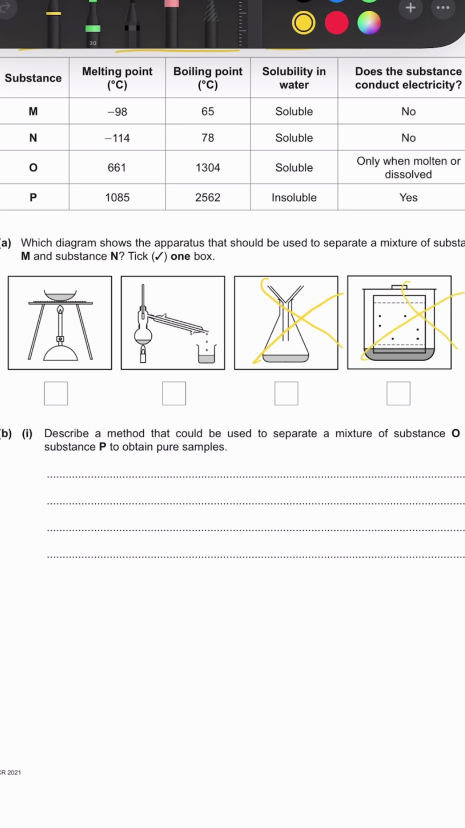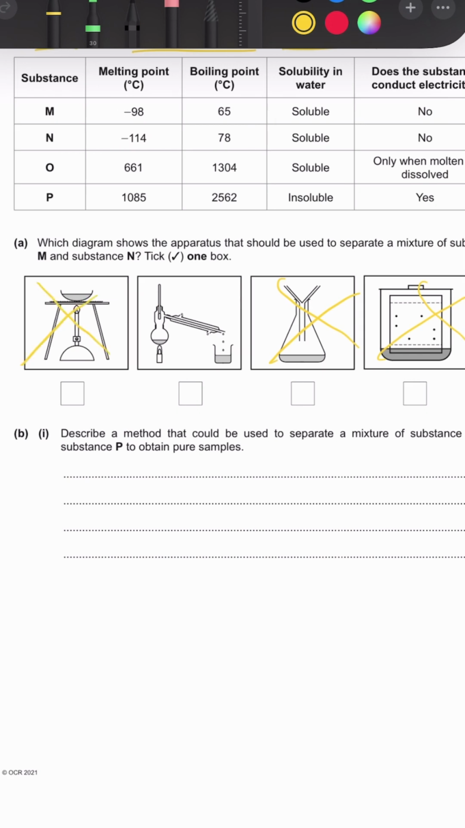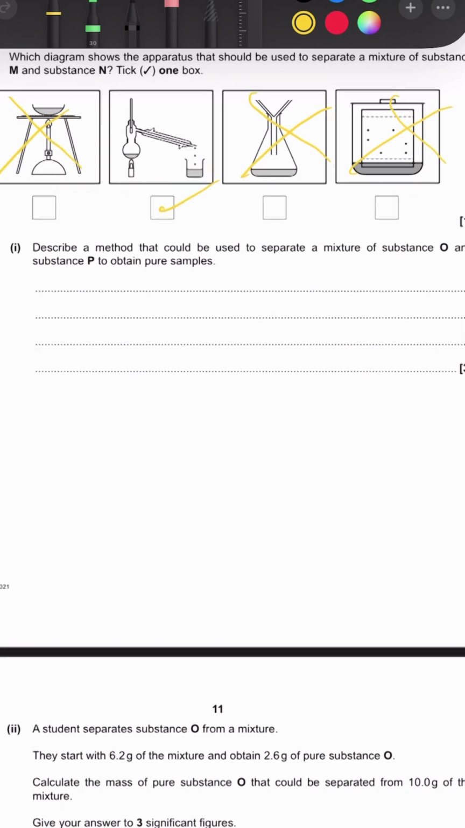Chromatography doesn't work, because chromatography is only used to break up a compound, but these things are a mixture, not a compound, so there's no point using chromatography. Now you're left with two things: crystallization, and distillation.